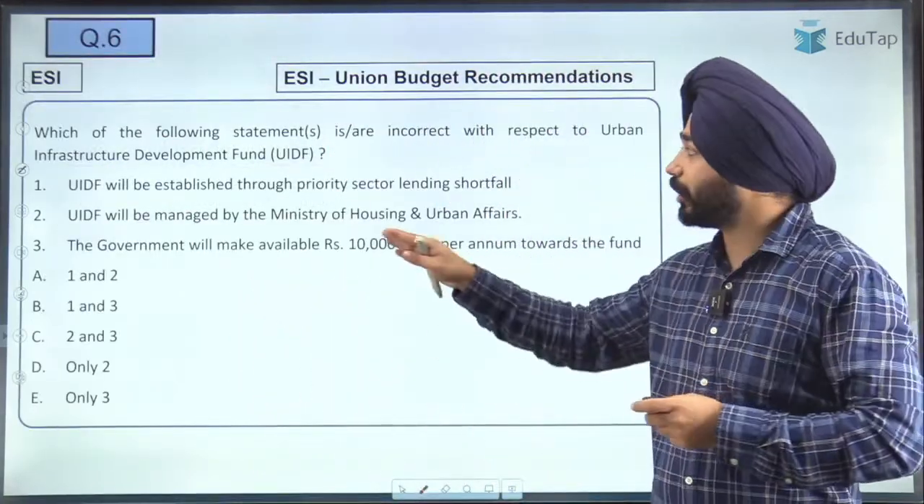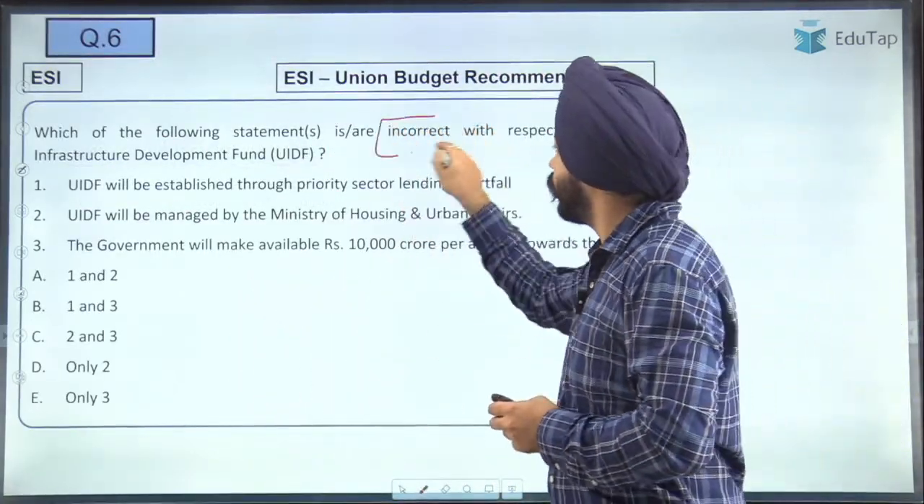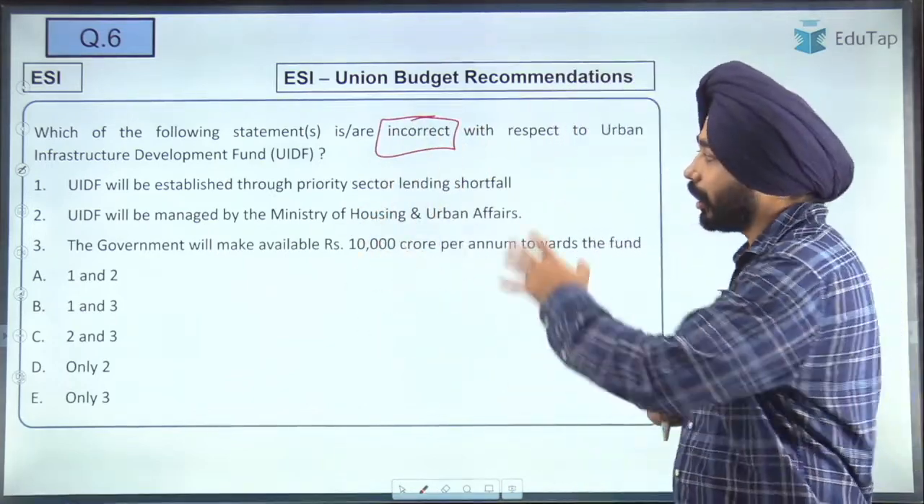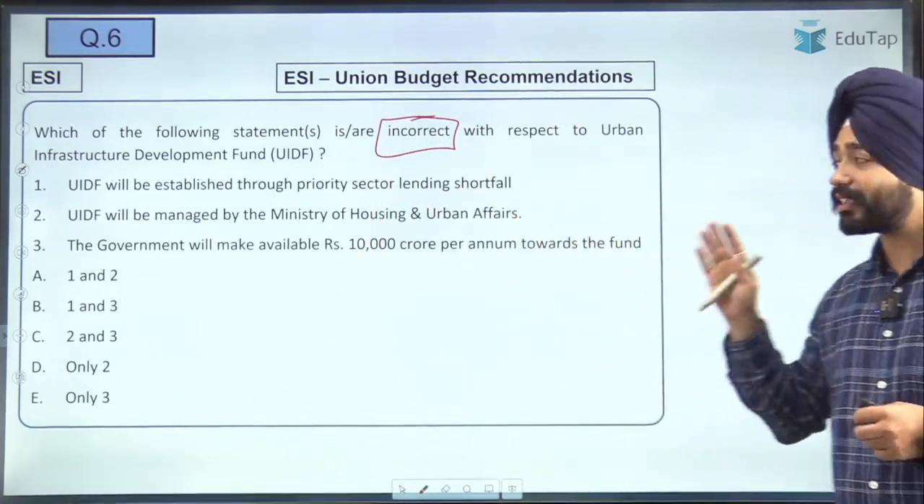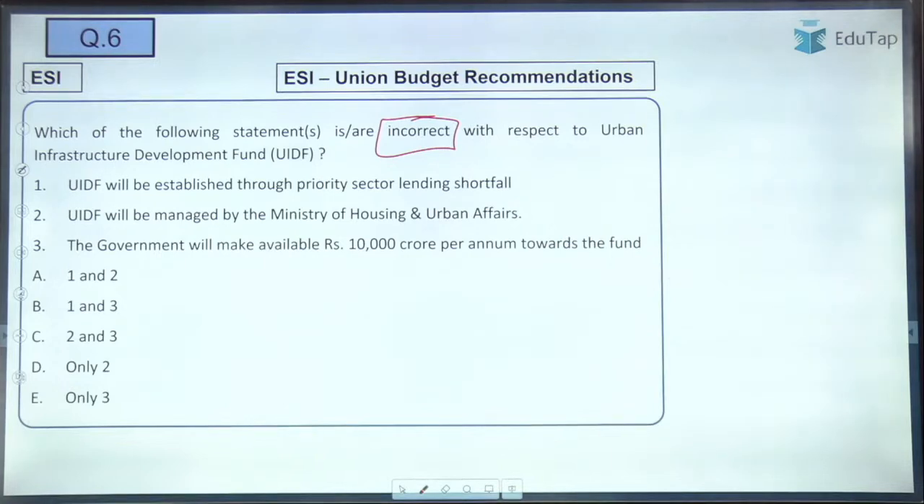Now let's talk about the question here. I am asking you, which of the following statements are incorrect with respect to the Urban Infrastructure Development Fund? You can see the question here, just give me the answer. The first statement is that it will be established through priority sector lending shortfall. Second, it will be managed by the Ministry of Housing and Urban Affairs. Third, the government will be making available rupees 10,000 crore per annum towards the fund.